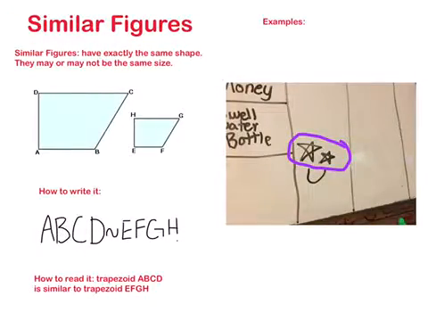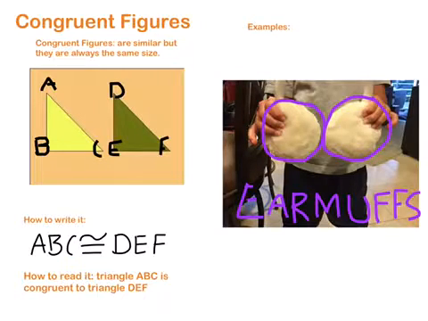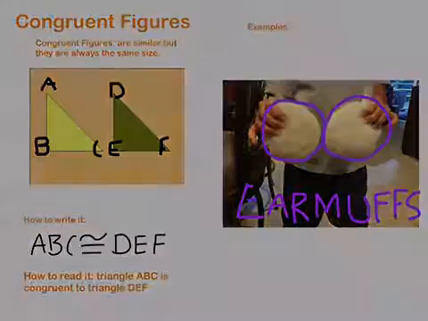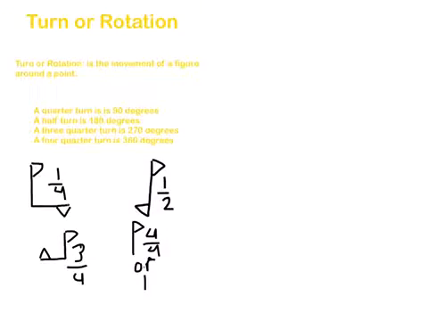Similar figures. Similar figures have exactly the same shape. They may or may not be the same size. Congruent figures. Congruent figures are similar, but they are always the same size. Turns or rotations. A turn or a rotation is the movement of a figure around a point.